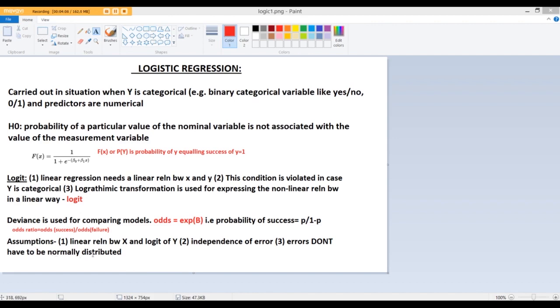And the assumptions of logistic regression are that there is a linear relationship between x and the logit of y. There is independence of errors, and errors don't have to be normally distributed, and that is why we end up performing GLMs in the first place.